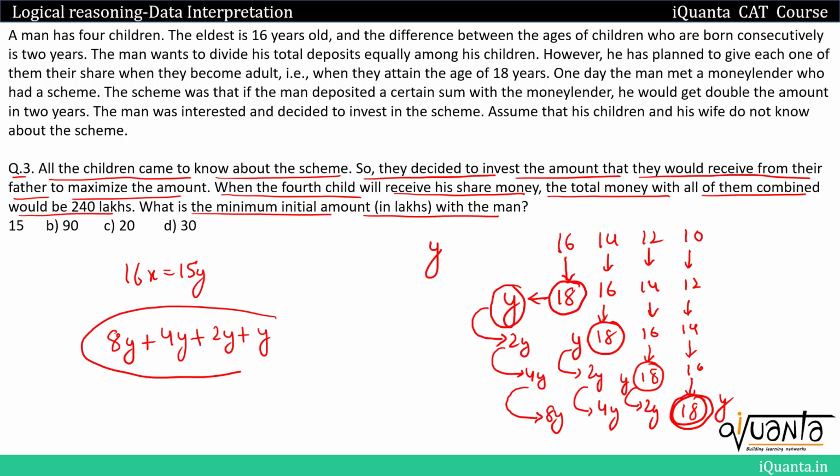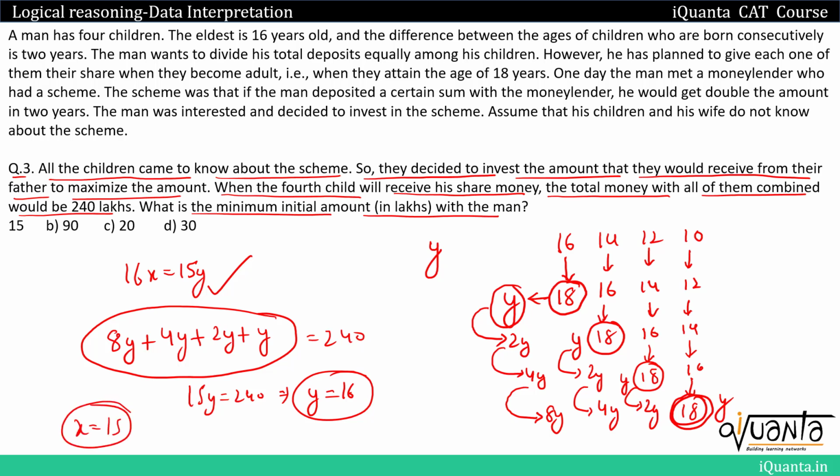So the sum of money that these children have at last is 240 lakhs. So we'll be getting 8y + 4y + 2y + y = 15y, equal to 240. We'll be getting the value of y equal to 16. If y is equal to 16, then putting it in this equation, x would be equal to 15. And x was the sum that the man was having initially. So option A would be the correct answer to this question.